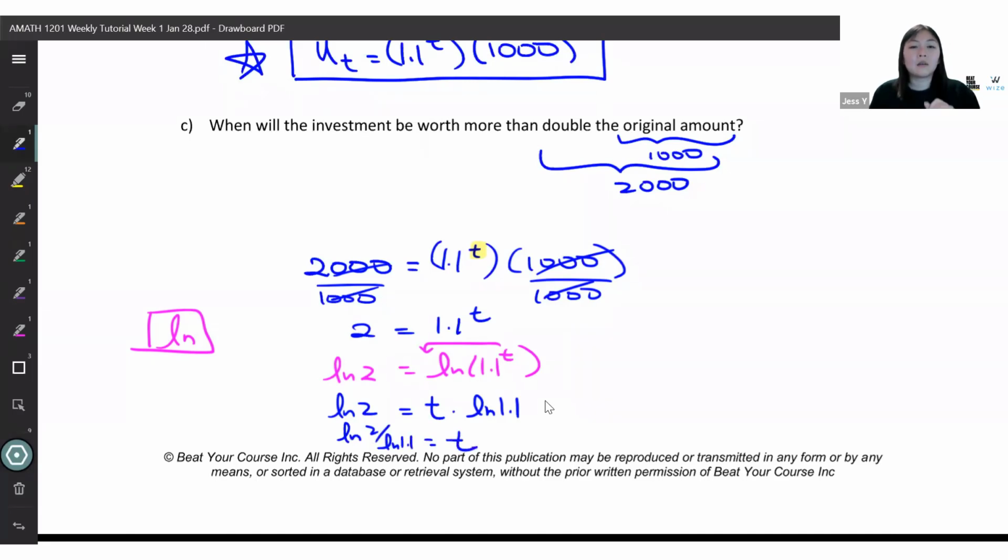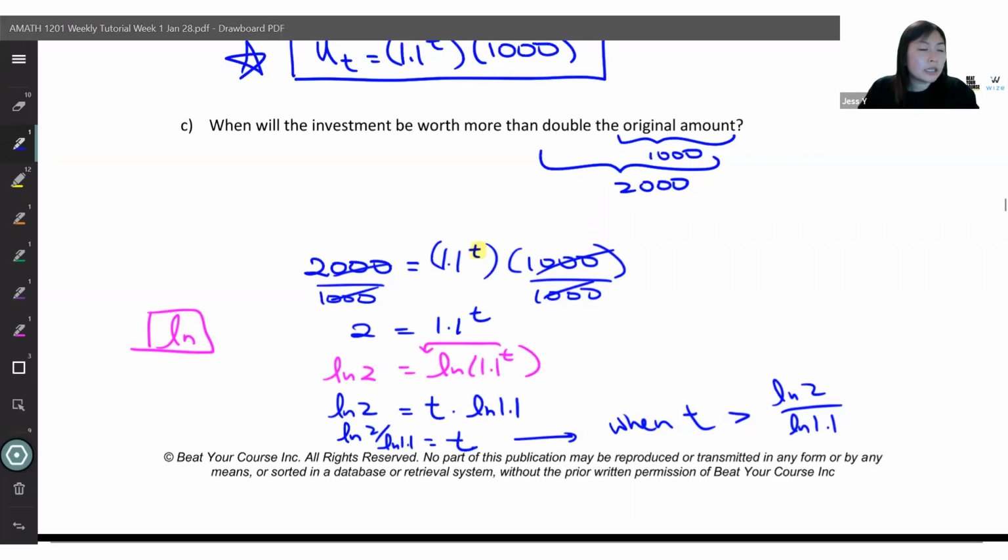So that means that when t is ln 2 divided by ln 1.1, whatever this number is, the investment will be worth $2,000. But we want it to be more than $2,000. So if you were writing a final statement, you would say when t is greater than whatever this number is, that's when your investment will be worth more than double the original amount. But I know that for your quizzes, for example, you just have to type in the number. You don't need to worry about the inequality sign, right?